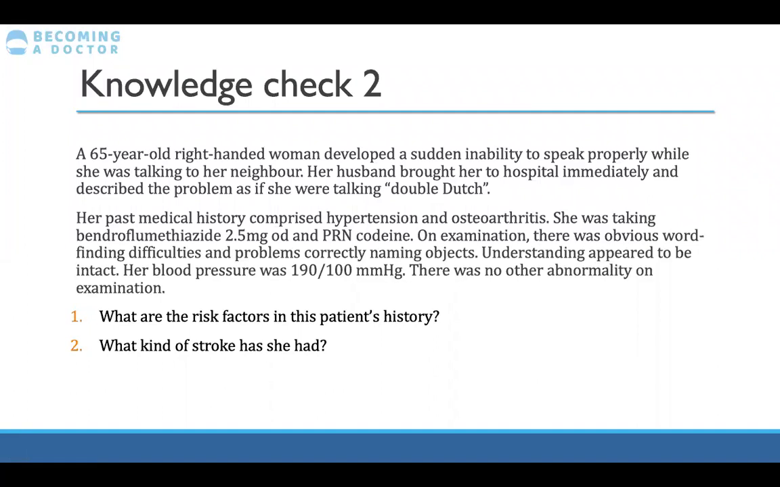I see why you're calling it a lacuna syndrome, but remember, Bamford classification is for ischemic strokes only. I hope I've convinced you that she's probably had a hemorrhagic stroke just because of her history. So you can't use your Bamford classification for that, because Bamford classification is for ischemic strokes only. Is that clear? Okay, cool.